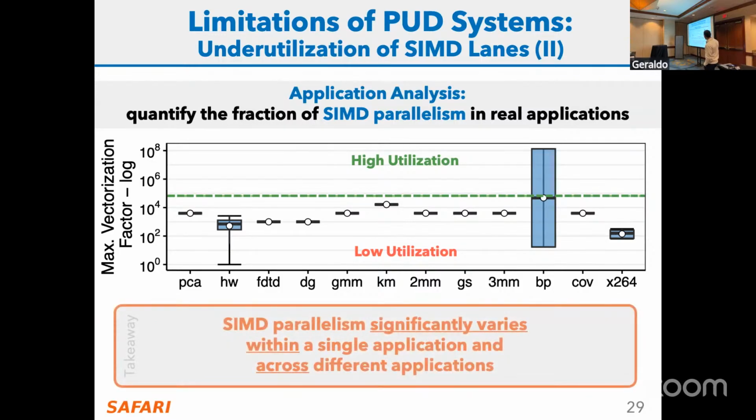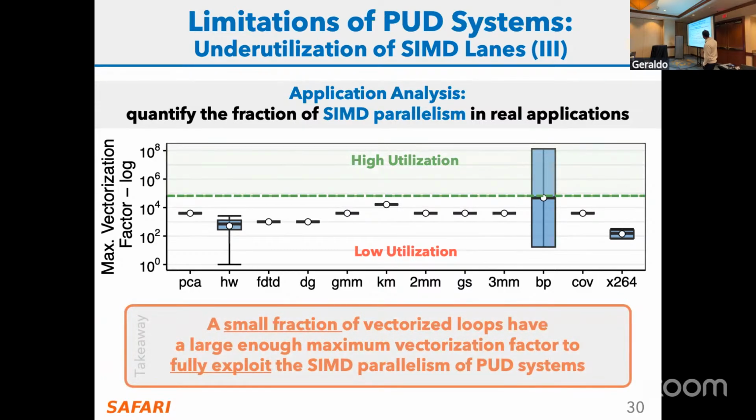So any value above the green line in this plot means high utilization. This framework is operating well. Any value below this line means low utilization. The architecture is not operating very well. So we make some observations. We see that the amount of SIMD parallelism inside the application significantly varies inside and across different applications. And we see that a very small fraction of loops inside the applications have enough SIMD parallelism to fully utilize those 65,000 columns inside the DRAM subarray. So you're going to end up with underutilization problems.